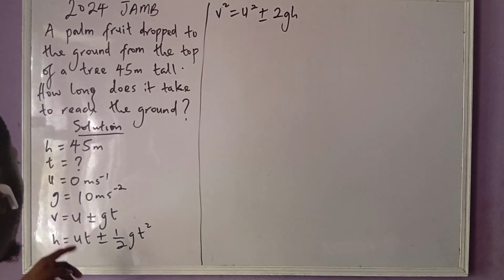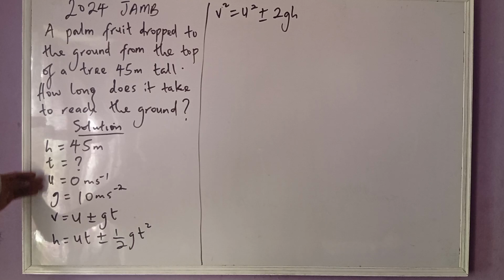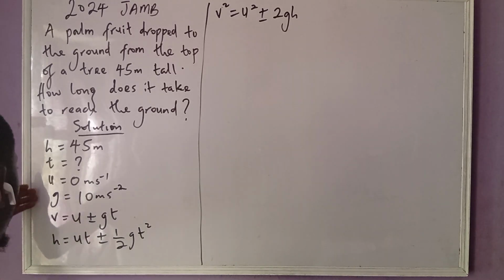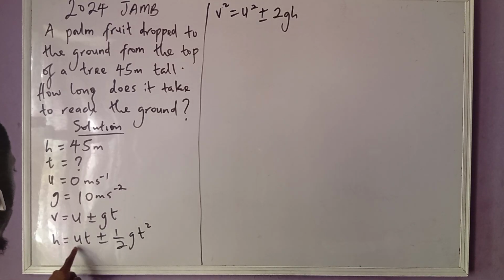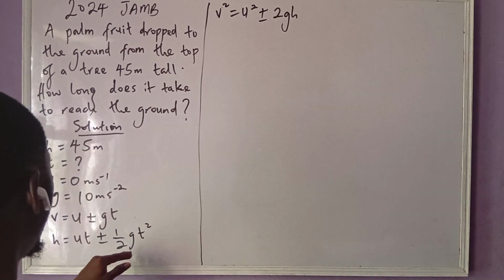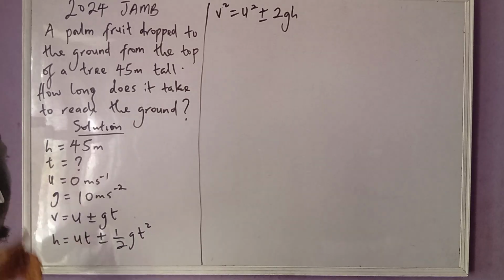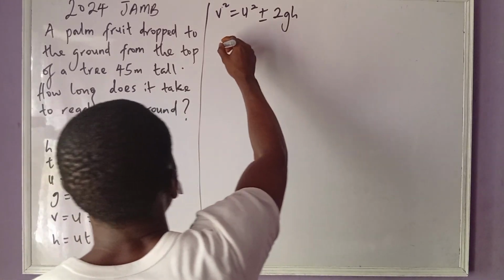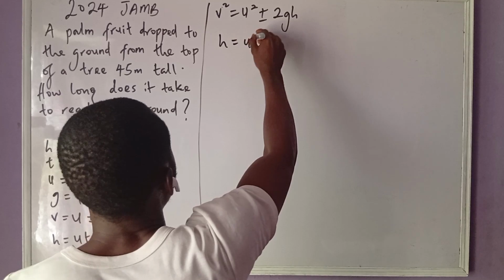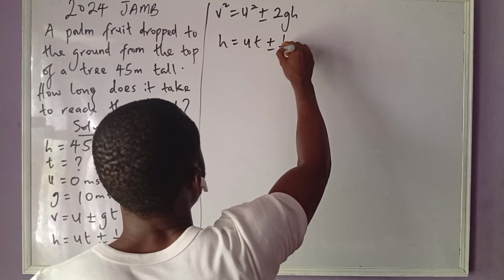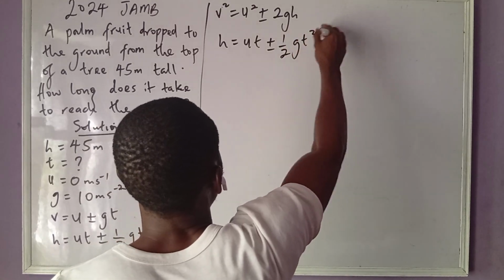So now let's look at the equation that has all these parameters here. We have height, time, the initial velocity, acceleration due to gravity. If you look at the second one here, h is equals to ut plus or minus 1 over 2 gt square. It has all the parameters listed here, so we can use the second equation. So let's solve. H is equals to ut plus or minus 1 over 2 gt square.